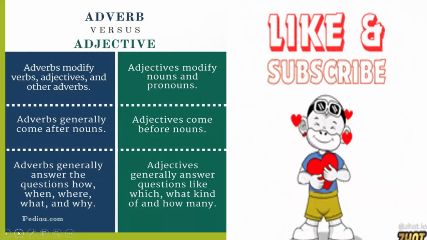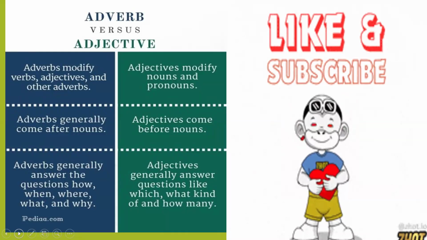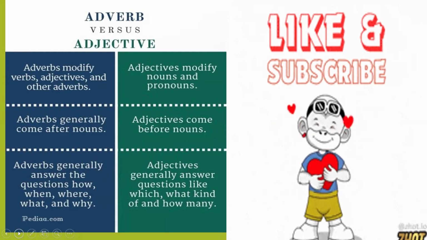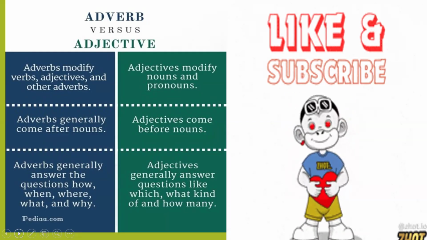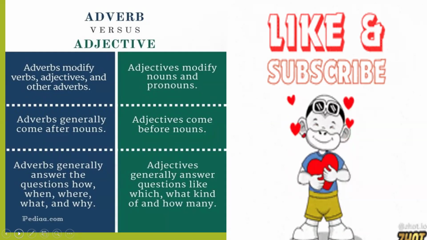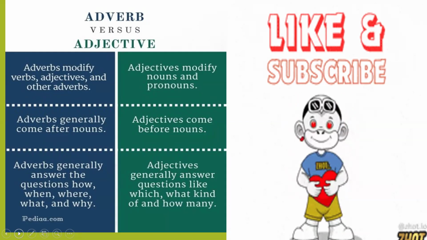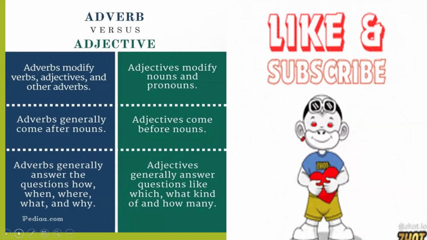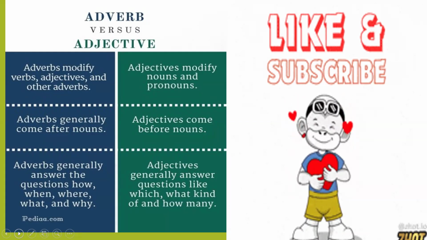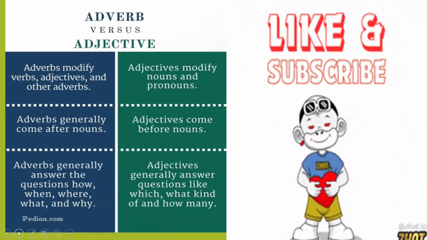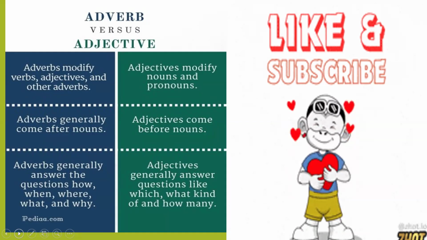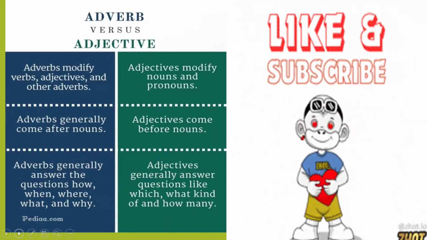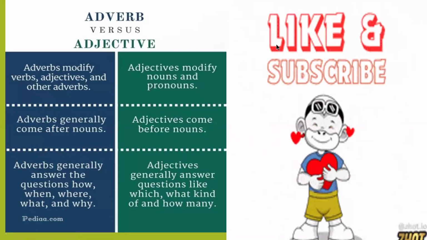Adverbs versus adjectives. We have accumulated much knowledge about adverbs and adjectives. Adverbs modify verbs, adjectives and other adverbs. Adjectives modify nouns and pronouns. Adverbs usually come after verbs, while adjectives come before nouns. Adverbs generally answer the questions how, when, where, what and why. Adjectives generally answer questions like which, what kind of, and how many.